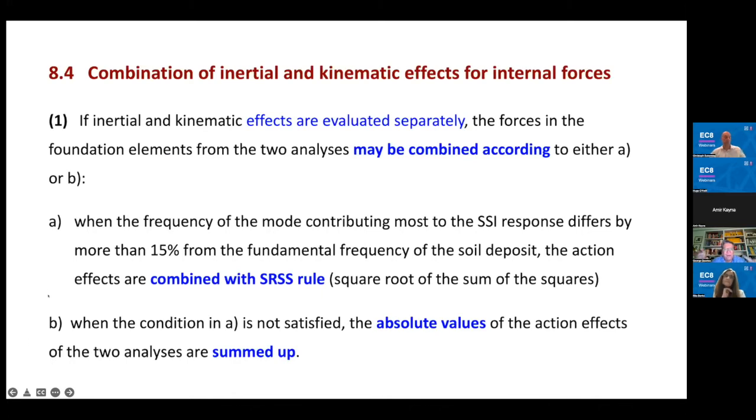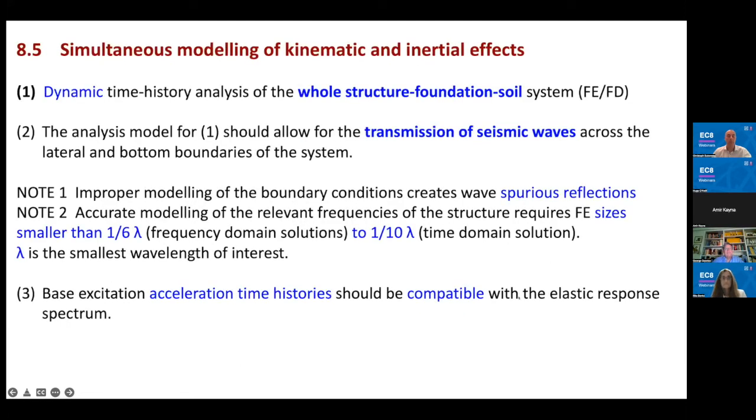But we found out that if the two frequencies of interest, the frequency or the period of the inertial system and the period of the soil, which control the two aspects of the interaction, are quite different, in other words, if they do not occur at the same frequency band, then it's worth combining with the square root of the sum of the squares rather than simply adding them up. It's a little less conservative to have this combination. And finally, as I said, we can have simultaneously the two effects, and don't worry about kinematic or inertia.